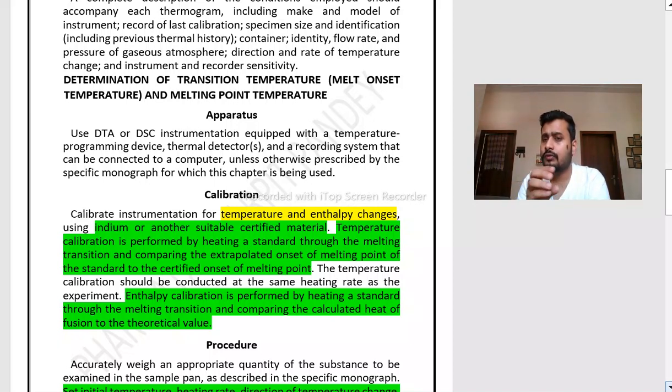So to eliminate this type of issue, you have to calibrate your instrument at the lower range and at the higher range also. For the lower to mid range, you use indium, and for the higher range you use zinc for the calibration of your DSC. Okay friends, enthalpy calibration is performed by heating a standard.